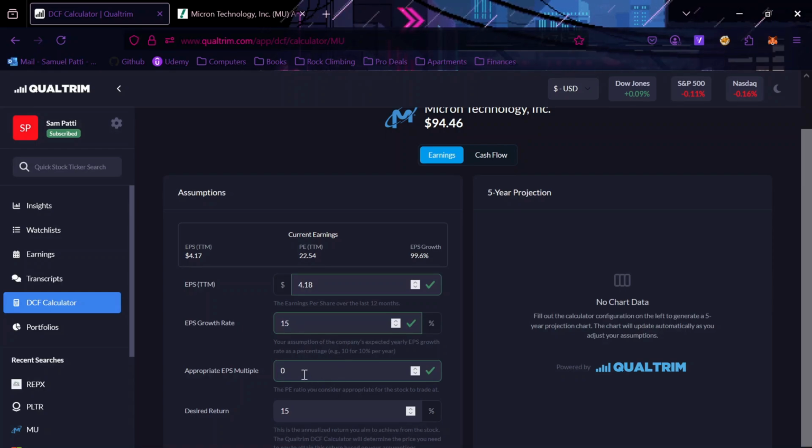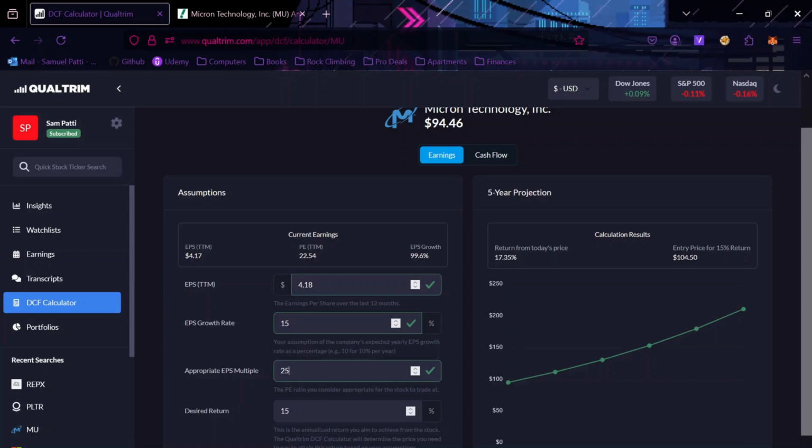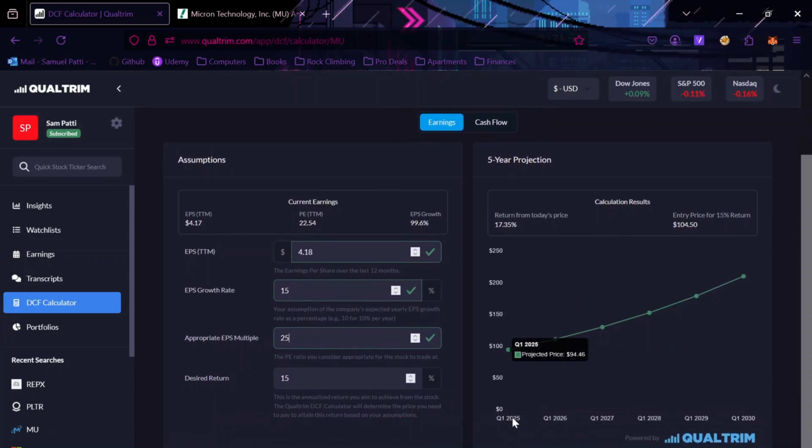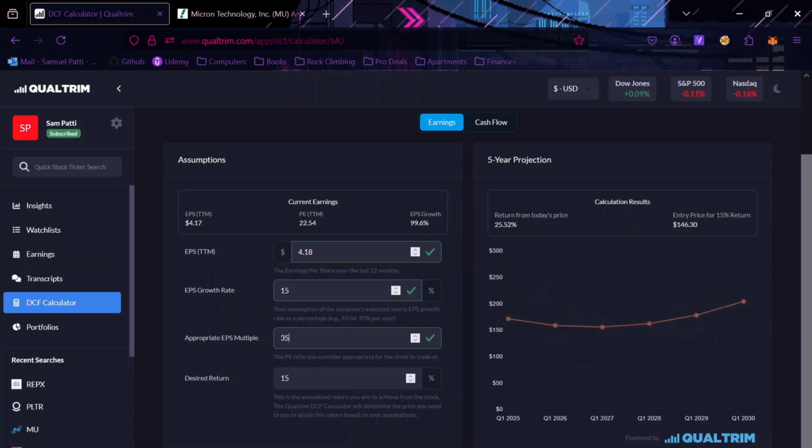Next is the appropriate PE ratio. Again, to be conservative, we'll put in a 25 PE, which is relatively low for the tech sector. Lastly, we have our desired return. All this does is show us the price that we need to buy the stock at in order to realize our desired return. Plugging this in, we see that the price in Q1 of 2026 is projected to be just under $110. If we inflate the PE to 35, which is more of a bull case, we get a price of $117 per share.